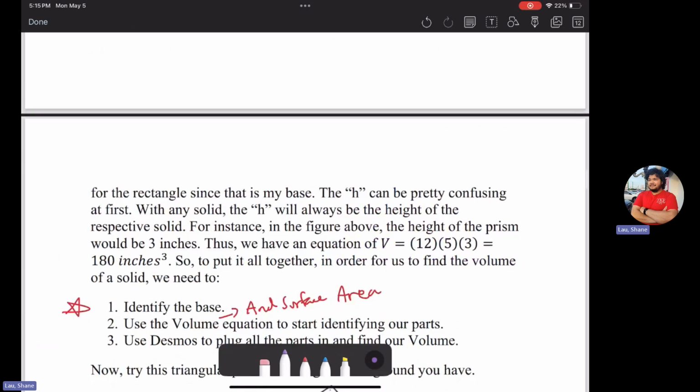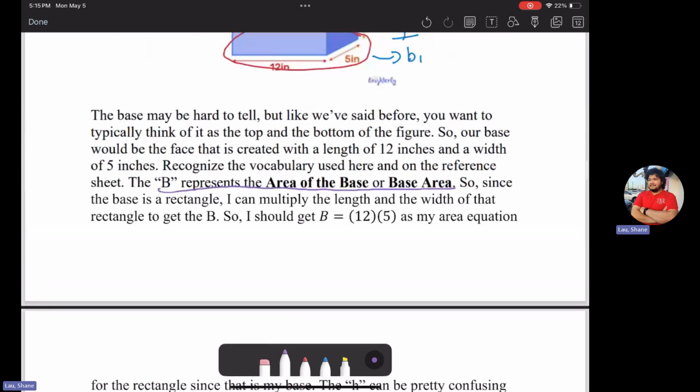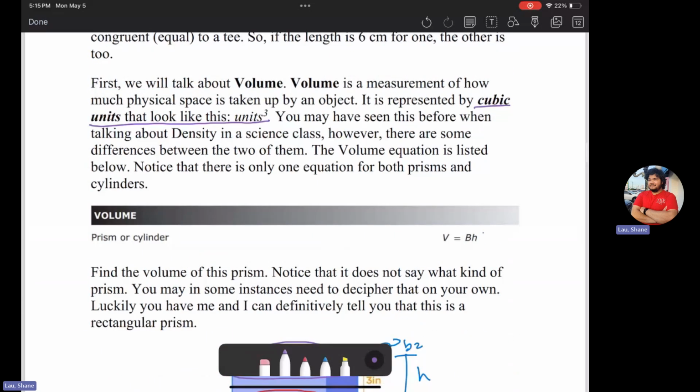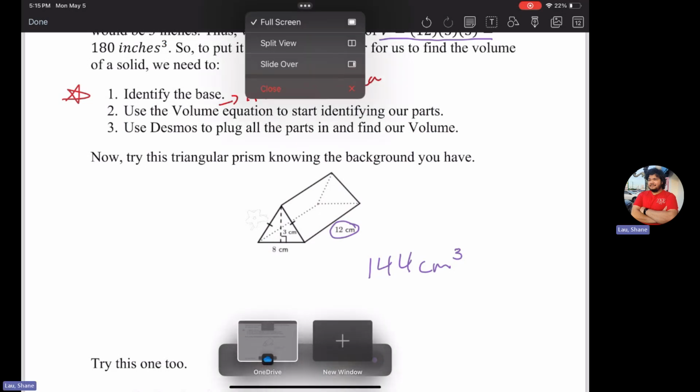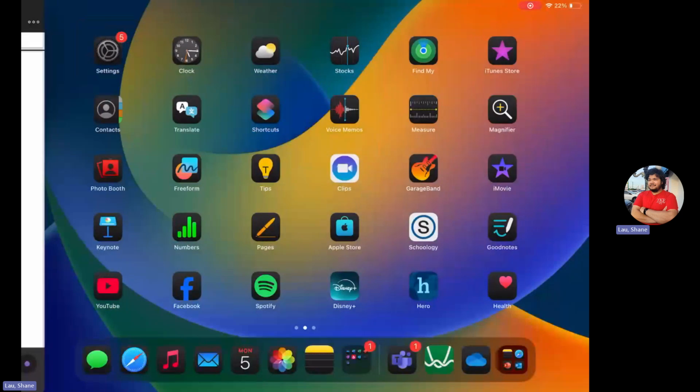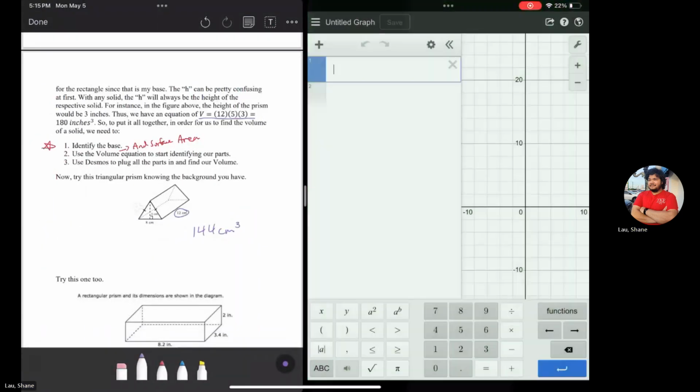Follow the equation, right? This equation specifically right there. The area of my base, right? The first one is a triangle. So find the area of the triangle and then multiply by the height. Very, very simple. But let's say that you have some troubles, because we can have troubles here and there. Makes sense.